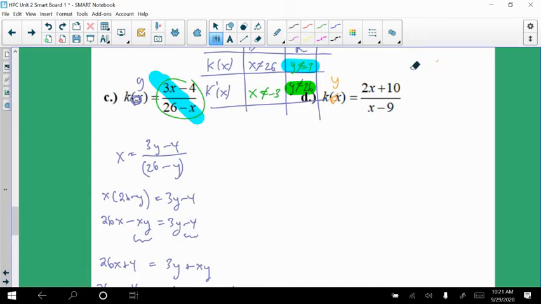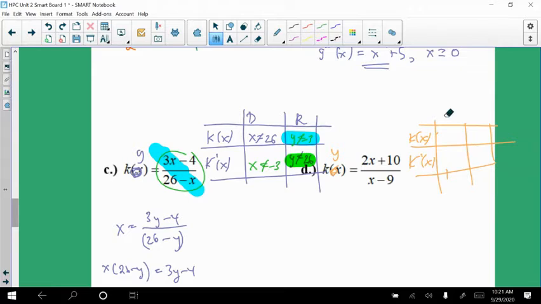But I also want to make a little chart up here. So if this is k of x, and this is k inverse of x, and then I've got domain and range here. So the domain of k, basically x can't be 9, because that would give a 0 in the denominator, which means its range of the inverse here, y can't be 9. Okay, so again, those are always the same because you're switching your x and your y coordinates.